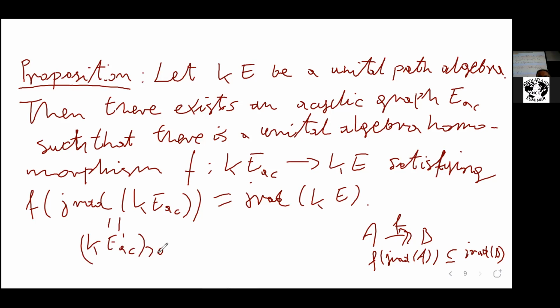Right, so we somehow removed all the loops, we delooped our graph, we got an acyclic graph with this nice property that its Jacobson radical represents the Jacobson radical of KE, because that's just a surjection onto this Jacobson radical. So every element of my given Jacobson radical can be written down as the equivalence class of elements of this Jacobson radical of the acyclic graph.